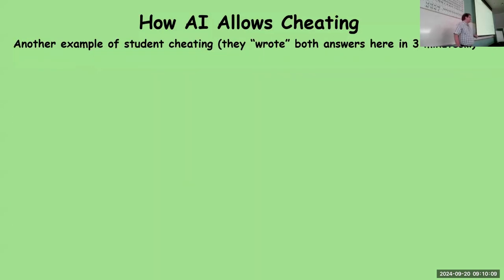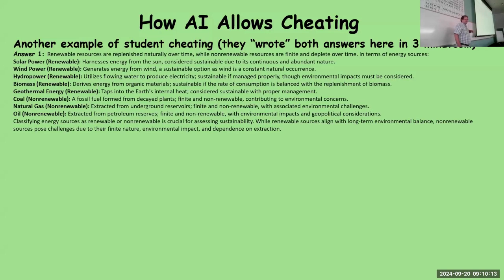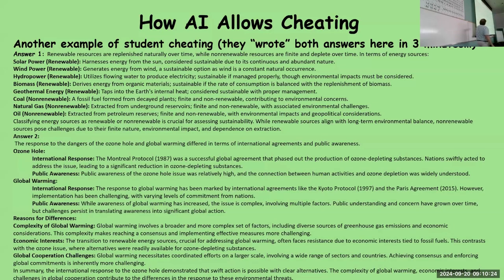Here's another example of a student response on an exam. This is 2 questions that they wrote. The first question, they were supposed to categorize energy sources as renewable or non-renewable and talk about sustainability. And the second question was to contrast the international response to global warming to that of the ozone hole.